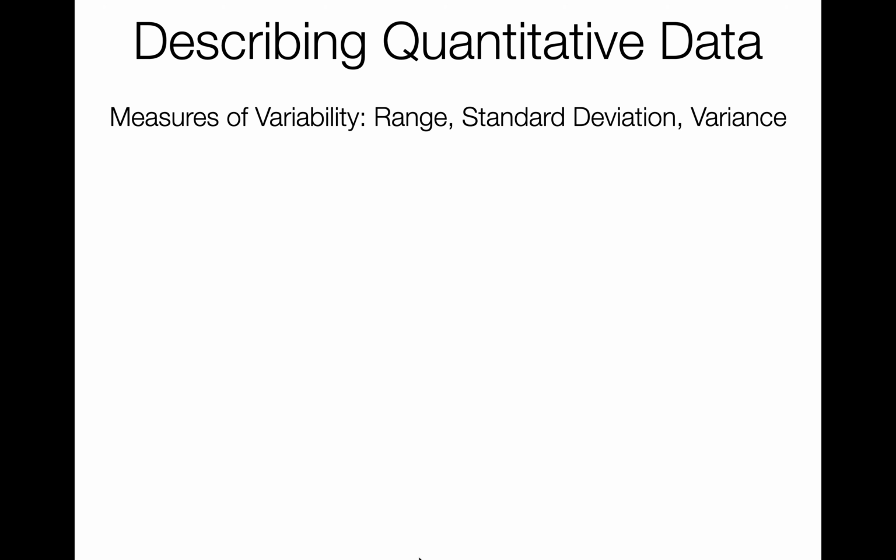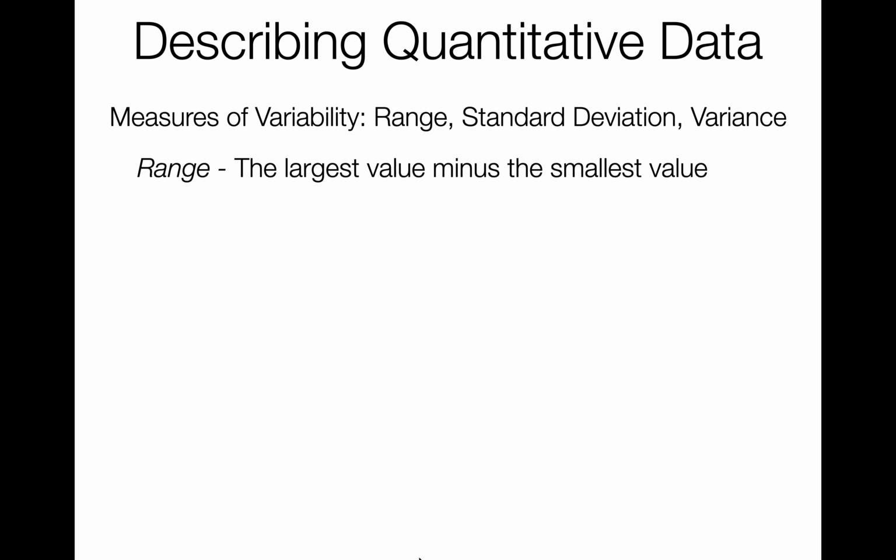Now on to variability. Measures of variability that we may be familiar with include the range. We probably know the range: it's the largest value minus the smallest value. Two other measures are the standard deviation and the variance. The range, largest minus smallest, is not a very good measure of variability.